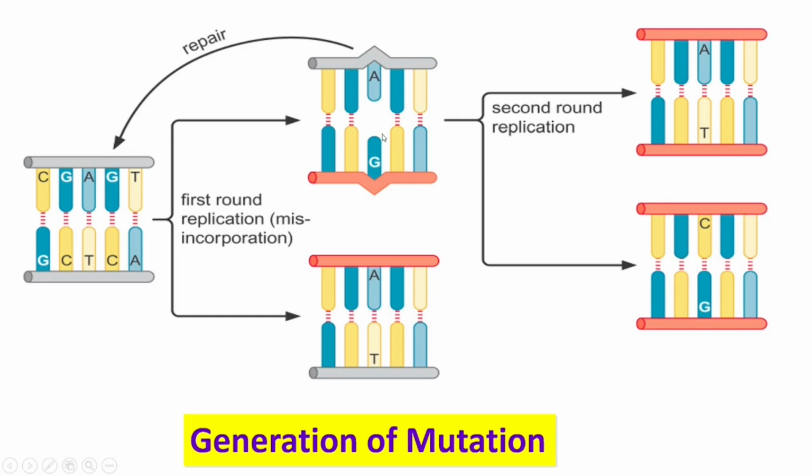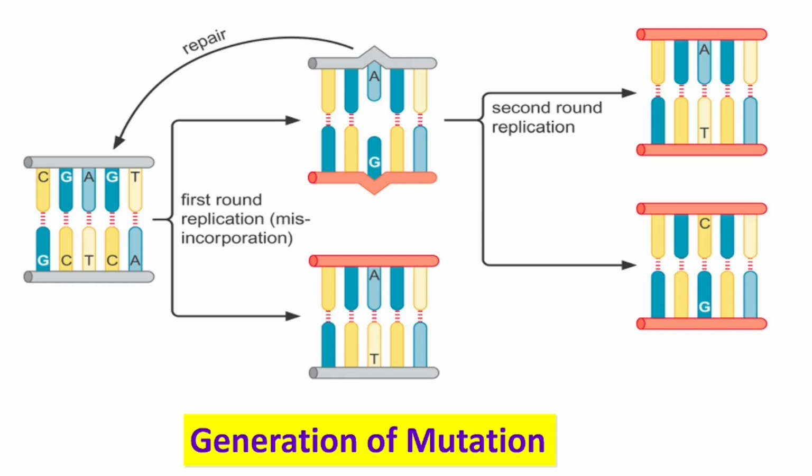In the second round of replication, against this G, a C would be added. And now the repair system would have no idea which of them is the wrong base pair that has been incorporated. We say that after the second round of replication, the mutation has been generated or the mutation has been fixed. Hence, the mismatch repair system has to work before the second round of replication, which means before the mutation has been fixed. The mechanism of mismatch repair system was first thoroughly studied in E. coli.